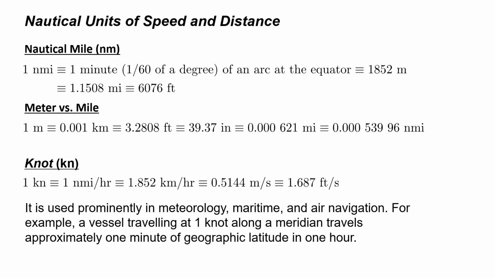Finally, since we talked about the measurement of altitude and airspeed, here are a few units we usually use in flight and maritime. First is the nautical mile. 1 nautical mile is actually 1 minute of arc at the equator. What is 1 minute of arc? That's 1/60th of a degree. Then we have the conversion between nautical mile with meter, mile, and feet, and also meter versus mile.